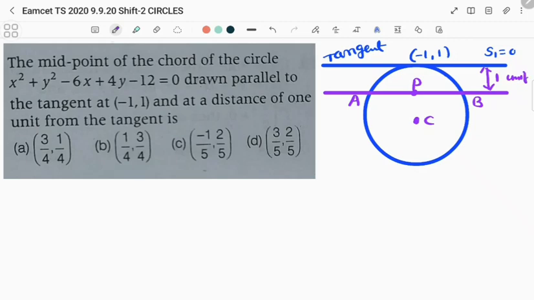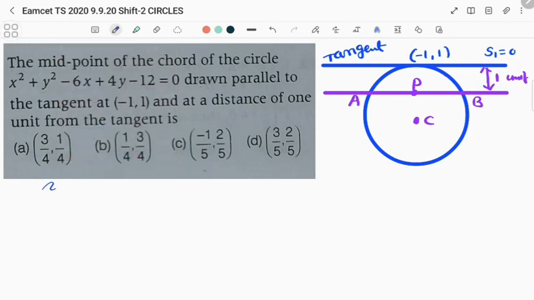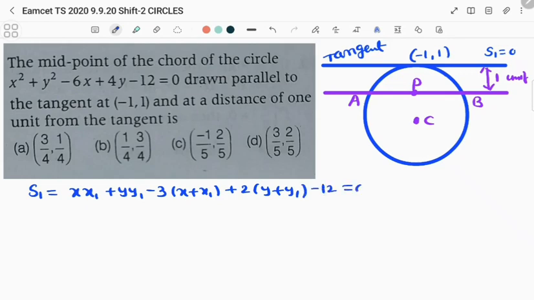So first the tangent equation we will calculate, dear students. What is the tangent equation? S1 equal to 0. According to that, xx1 plus yy1, directly I am writing, minus 3 into x plus x1, that is g into x plus x1, plus 2 into y plus y1, minus 12 equal to 0. In place of x1, y1, substitute minus 1, 1. So minus x plus y minus 3x, minus of minus 3 plus 3, plus 2y, y1 value 1, so plus 2 plus 1, 3, minus 12 equal to 0.